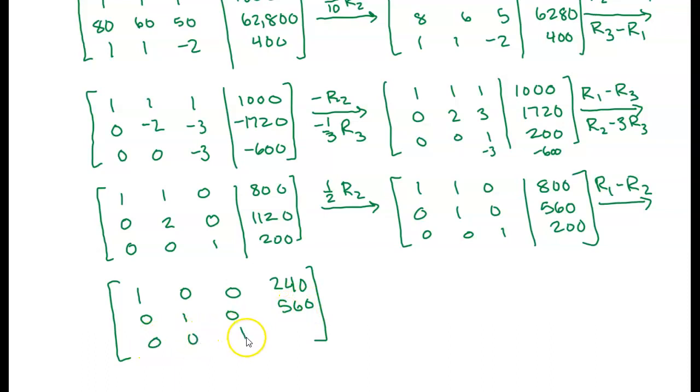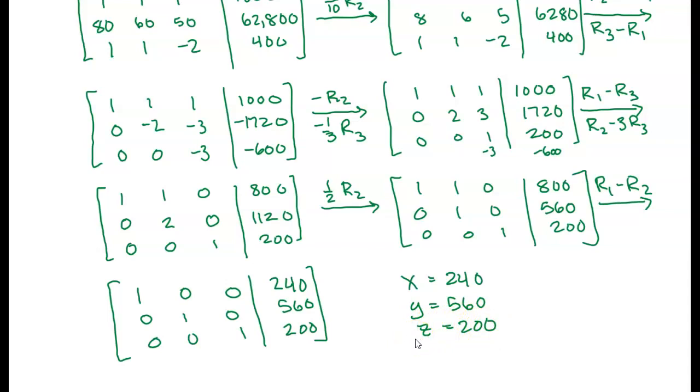And you can see I won. I've solved the puzzle. I have the matrix in the form that I want it, and by turning this augmented matrix back into a system of equations, this tells me that x is equal to 240 and y is equal to 560 and z is equal to 200. Okay, that's the solution I got.